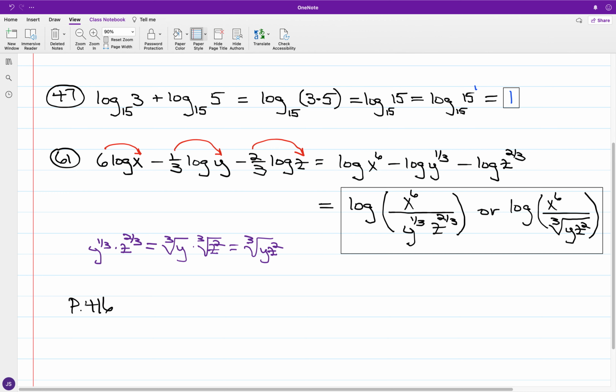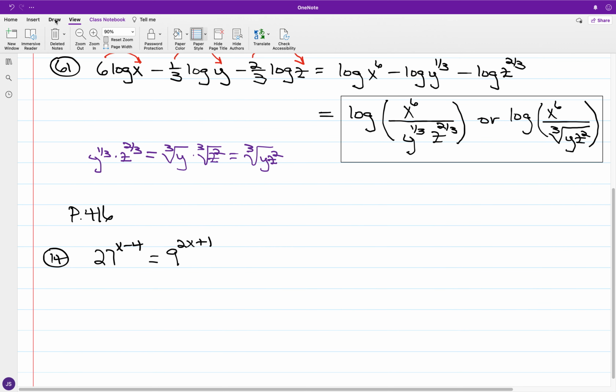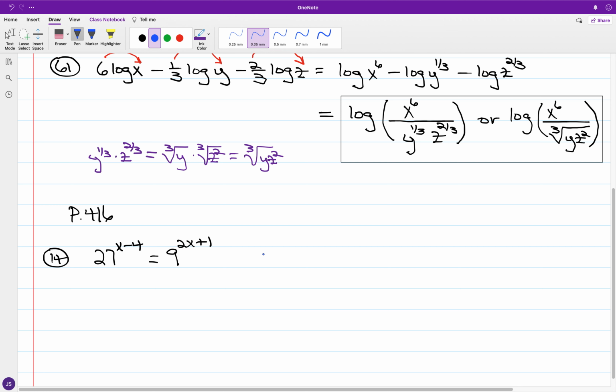Okay, and we have in the case of number 14, an exponential equation. We're looking at 27 to the x minus 4 is equal to 9 raised to the 2x plus 1 degree. And so for what we have in the setup, we're going to have an equation that has a common base, which is going to be 3.